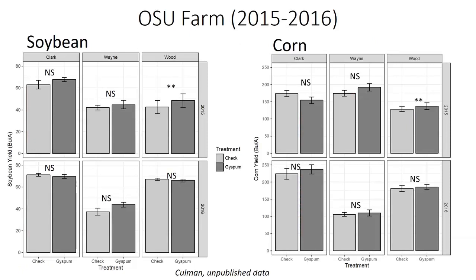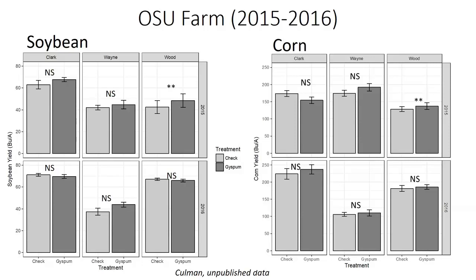These are the results for the OSU farm on soybean and corn for 2015 and 2016. Again, no significant difference. Only for Wood County, well, the data is arranged a little differently here. So this is for soybean, and this is the corn on my right side.